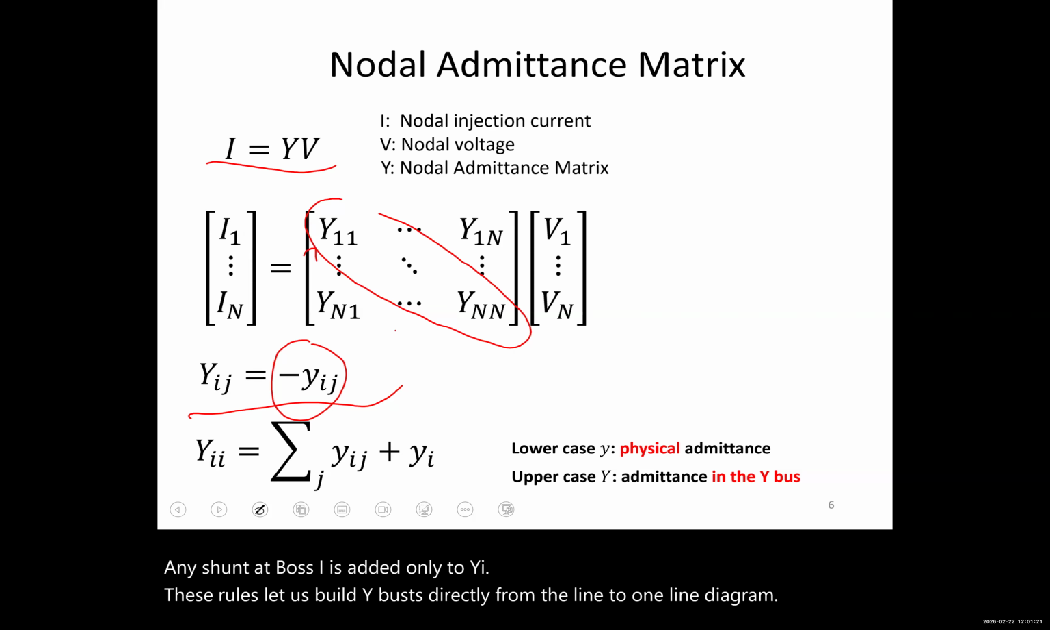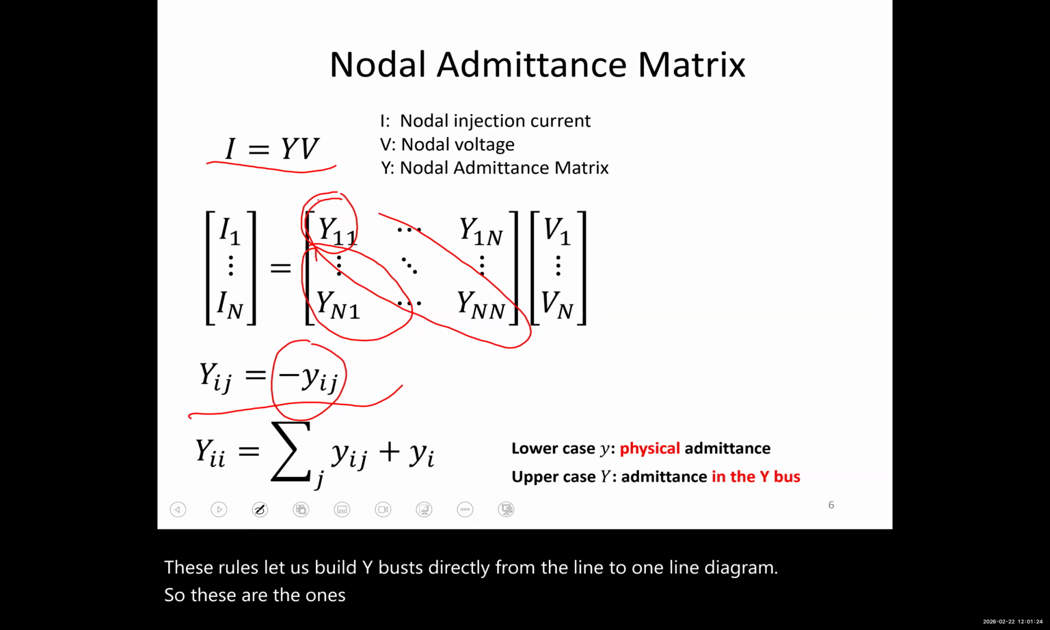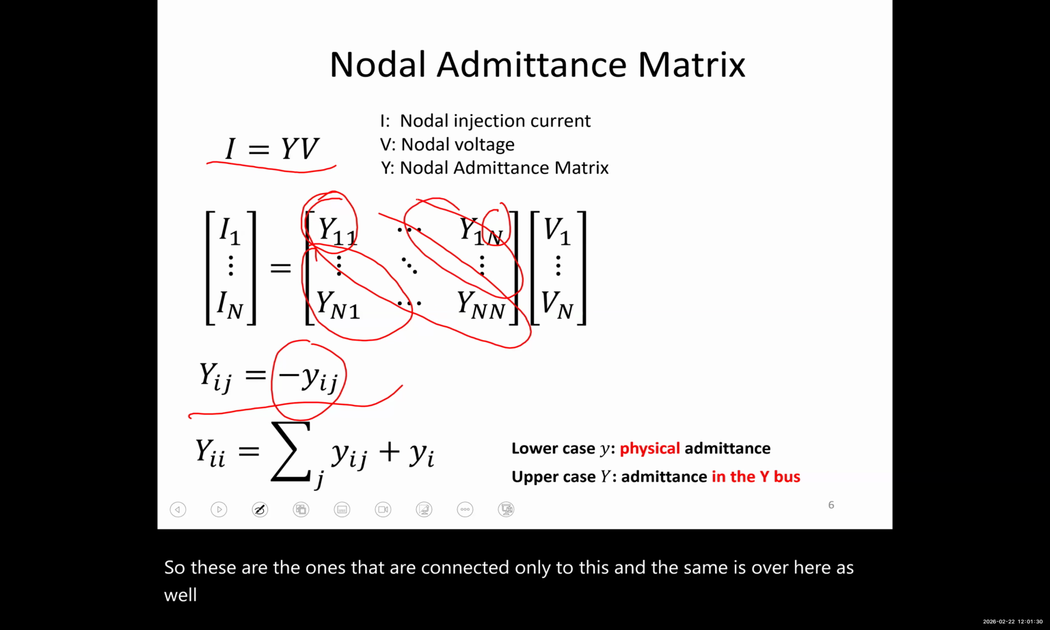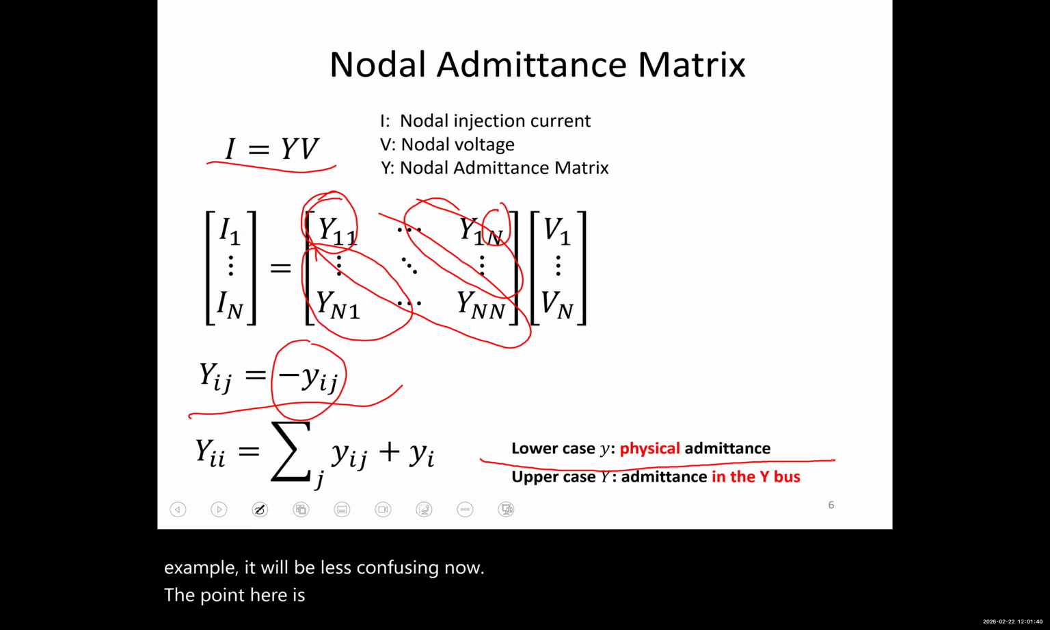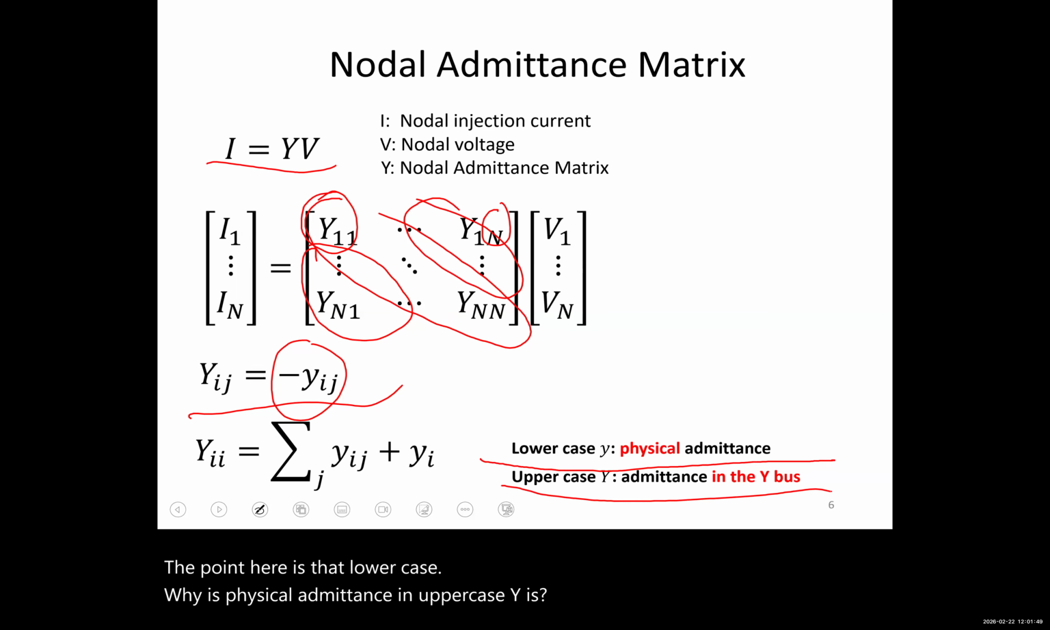So these are the ones that are connected only to this bus, and the same is over here as well, for all of them connected to this bus admittance. And I will explain it with an example. It will be less confusing. Now, the point here is that lowercase y is physical admittance and uppercase Y is admittance in the bus matrix.